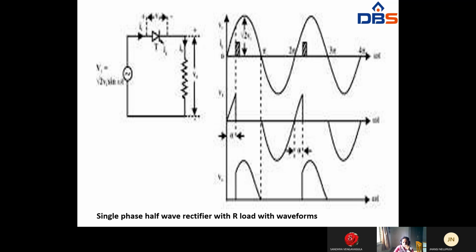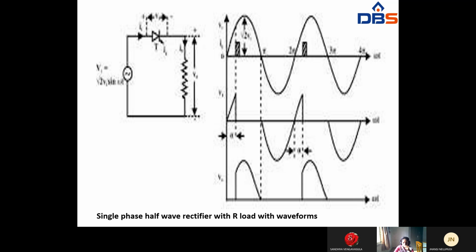Whenever we are giving a gate triggering at alpha angle, at the alpha angle we are giving a triggering pulse. Then the thyristor will be turned on and current flows from the thyristor to the resistance load, and again comes back to the input. So this is VT.